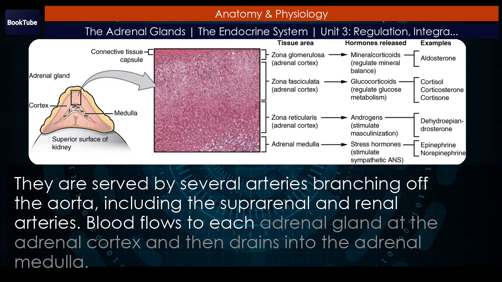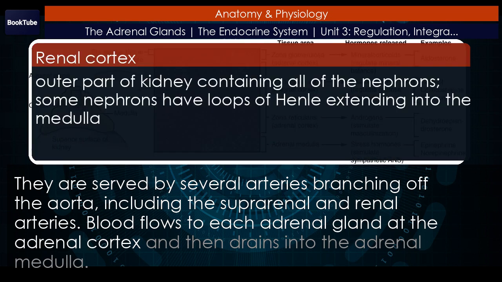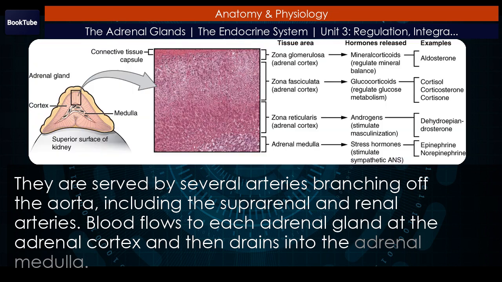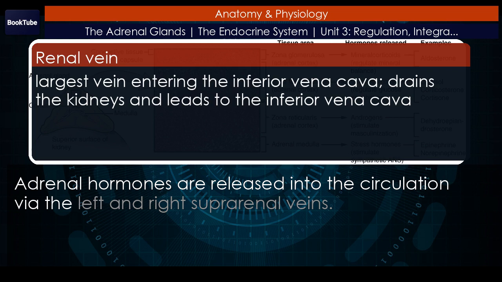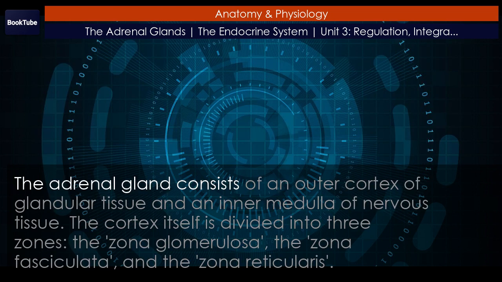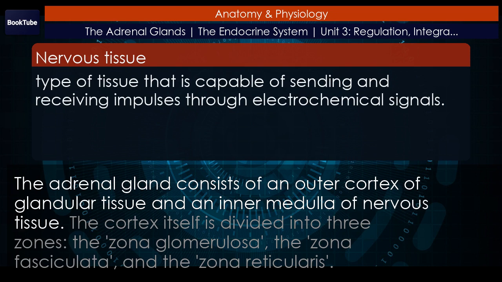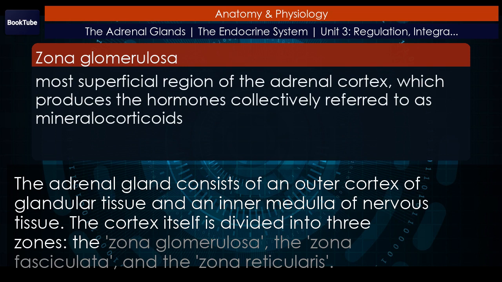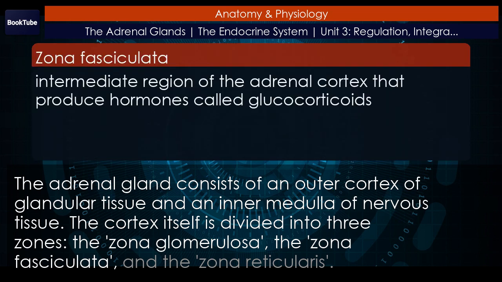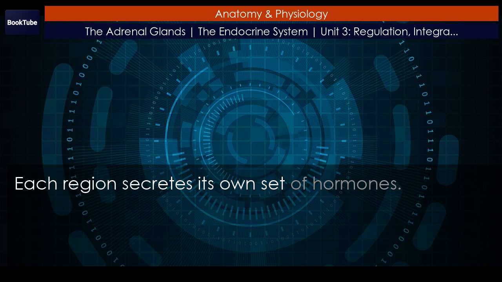Blood flows to each adrenal gland at the adrenal cortex and then drains into the adrenal medulla. Adrenal hormones are released into the circulation via the left and right suprarenal veins. The adrenal gland consists of an outer cortex of glandular tissue and an inner medulla of nervous tissue. The cortex itself is divided into 3 zones: the zona glomerulosa, the zona fasciculata, and the zona reticularis. Each region secretes its own set of hormones.